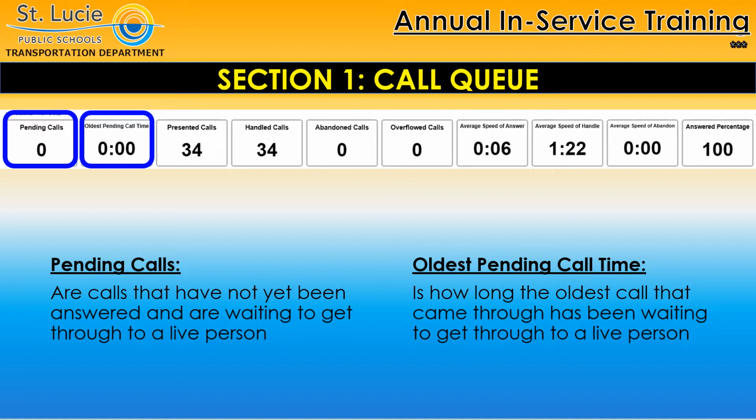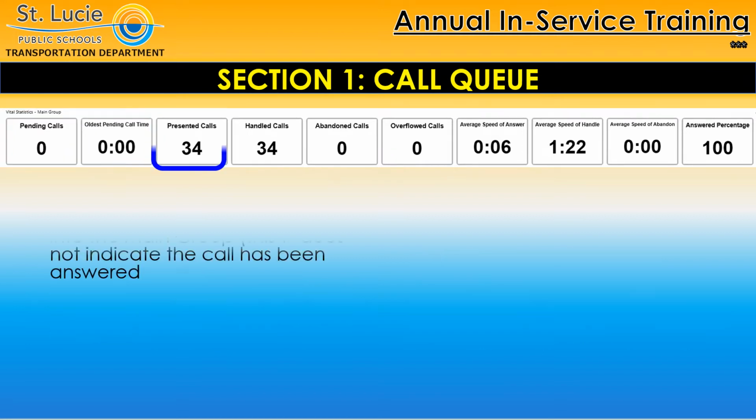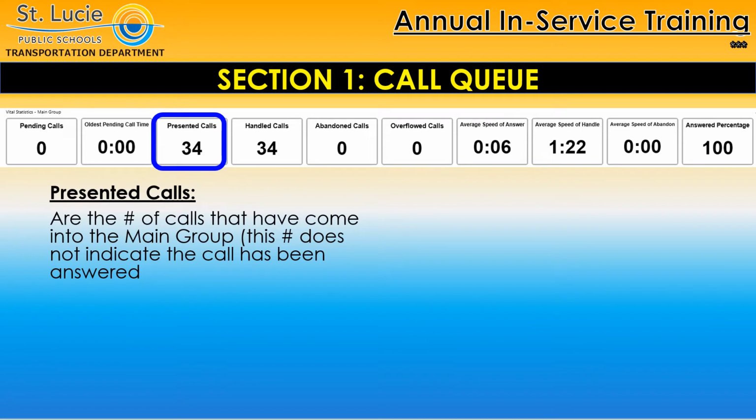Anytime there are numbers or a time in these two boxes, it indicates we have calls in queue and need to move our current calls along as quickly but as efficiently as possible. In the third box, you'll see the presented calls. This is the number of calls that have come into the main group. Again, remember, this number does not indicate calls that have been answered.